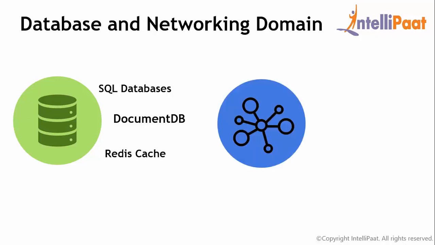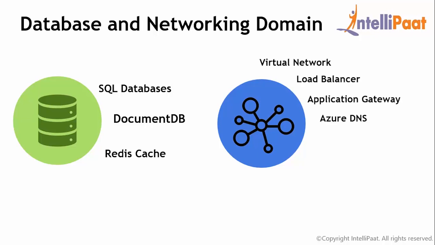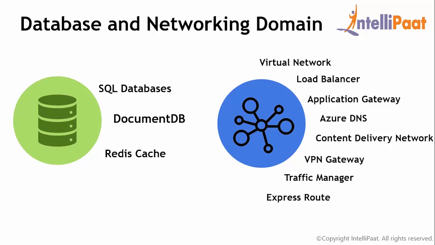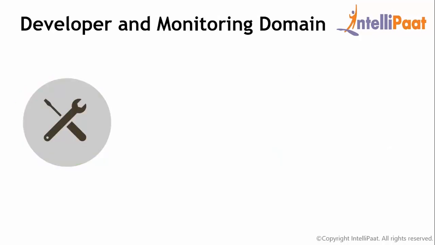And then we have got networking in place. So it includes services which provide a variety of networking features such as security, faster access, etc. So some of those are virtual network, load balancer, application gateway, Azure DNS, content delivery network, VPN gateway, traffic manager, and express route.